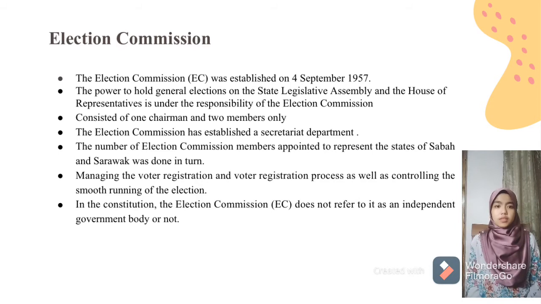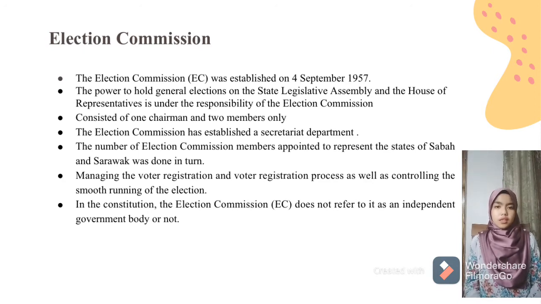The Election Commission was established on 4 September 1957. The establishment is where the power to hold general elections for the State Legislative Assemblies and the House of Representatives is under the responsibility of the Election Commission. By-elections will also be held in the event of a vacancy, and are also managed by the Election Commission. All matters related to elections in Malaysia will be managed and supervised by the Election Commission.